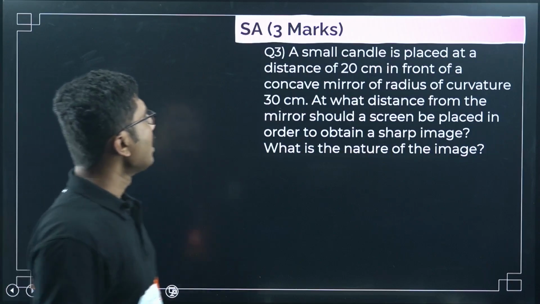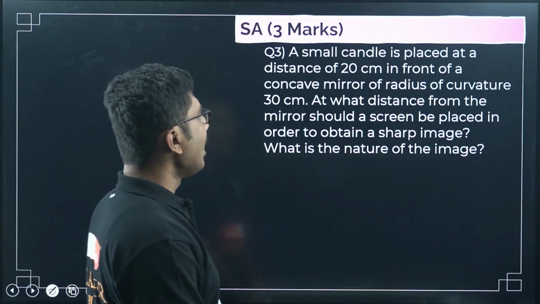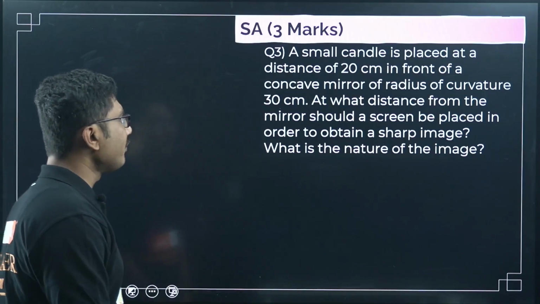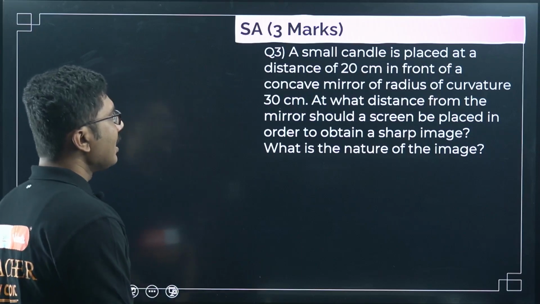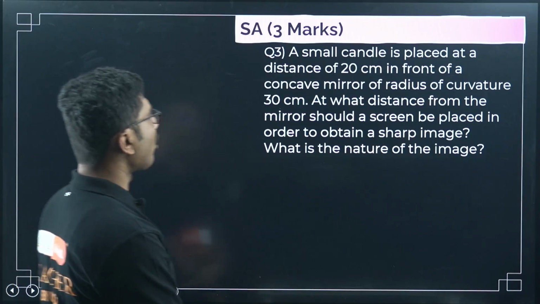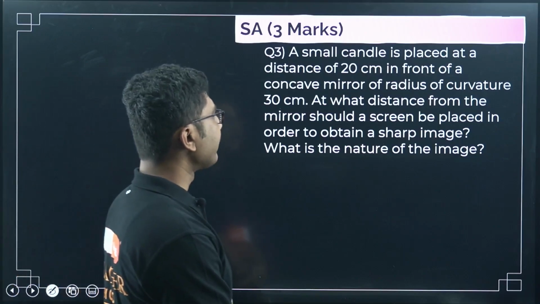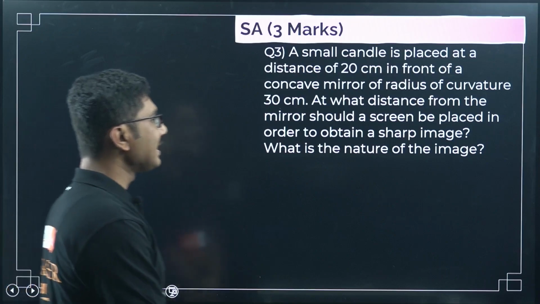Now move on to a 3-mark question, which is basically a numerical problem. A small candle is placed at a distance of 20 centimeter in front of a concave mirror of radius of curvature 30 centimeter. At what distance from the mirror should a screen be placed in order to obtain a sharp image? What is the nature of the image?